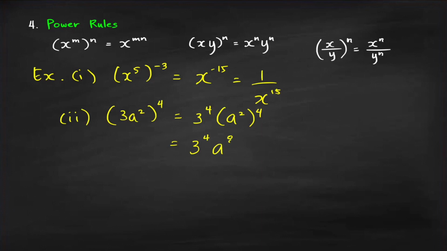So we have here a raised to 8. And of course, we know that 3 raised to 4, the product of 4 copies of 3, is equal to 81. So this is 81a raised to 8.